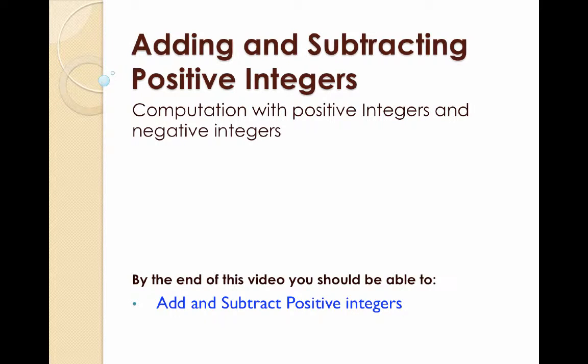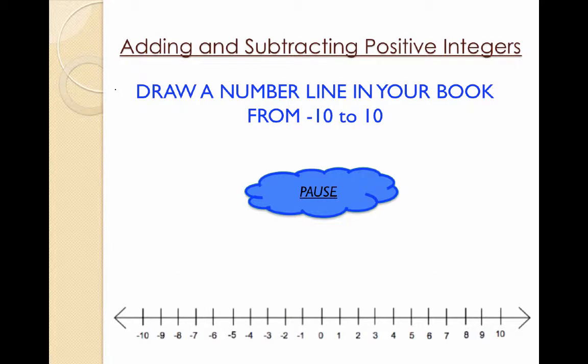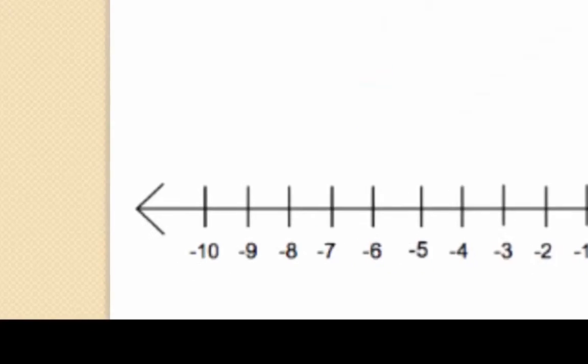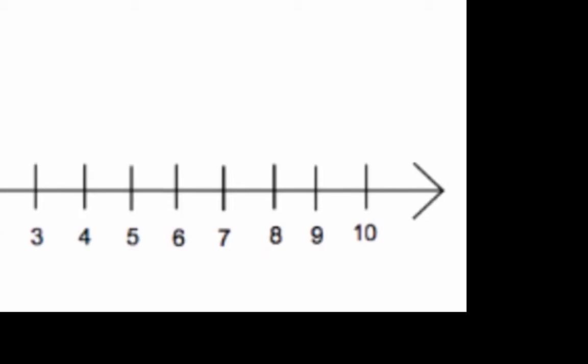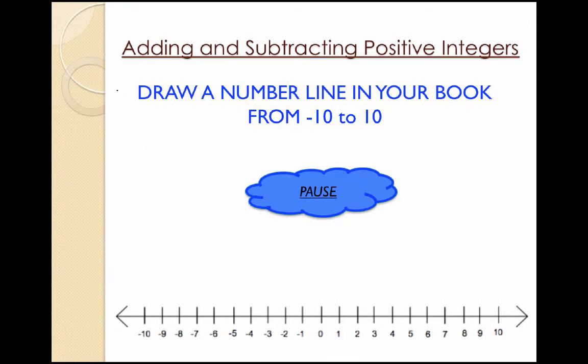In this video, we'll be adding and subtracting positive integers and seeing how they are affected on the number line. So let's have a look. Before we begin, if you haven't already, I want you to draw a number line from -10 to 10. Make sure that the numbers are the same width apart, preferably 1 centimeter, and if that doesn't fit, make them half a centimeter wide. Okay.